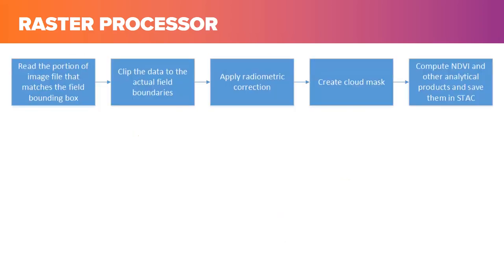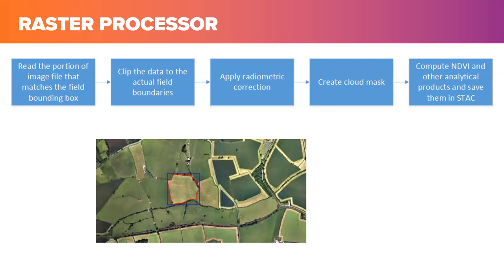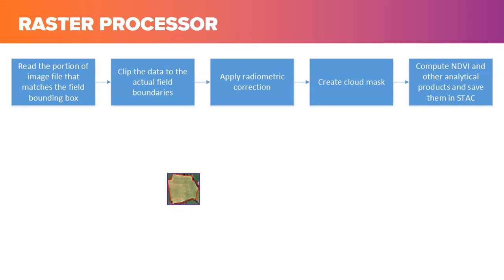Here's a simplified workflow. First, we build a rectangle around a field and load from the raw image file in Azure Blob Storage only that area, usually reasonably small. Something like this: original field boundaries, a bounding box, full image in Azure Blob Storage, and finally the actual area loaded from that file into memory.